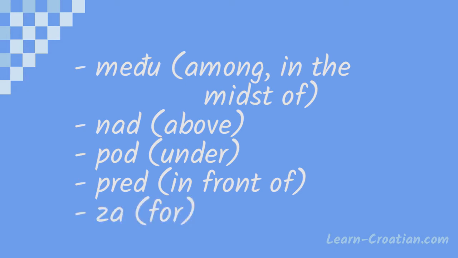And za, meaning for. Okay, this is just a list of the prepositions which the accusative case uses, or the prepositions that come with the accusative case. Now, let's look at each one, and I will show you which prepositions come with other cases as well.